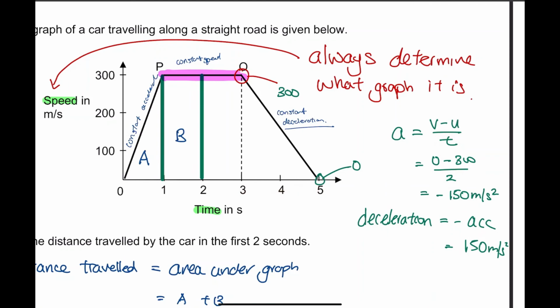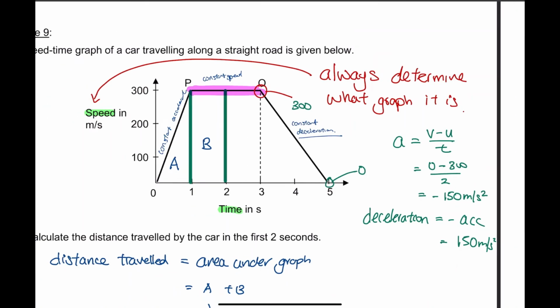So therefore, plug and play your value, you'll realize that the acceleration value in this case is negative 150 meter per second square. And knowing that the deceleration value is equal to the negative of the acceleration value, you just remove the negative sign. So therefore, it becomes 150 meter per second square, because it's negative 150 meter per second square. So it gives me 150 meter per second square.